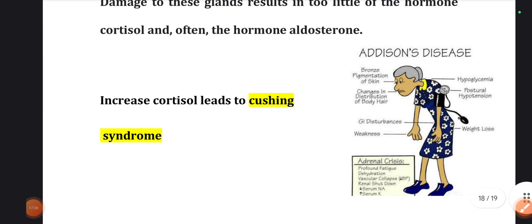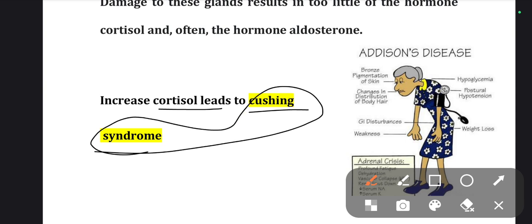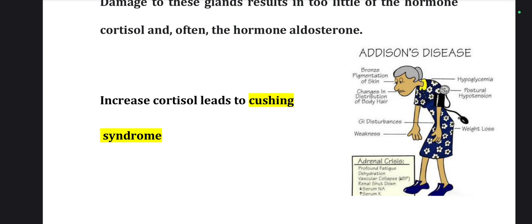So when there is an increase of cortisol, it leads to Cushing syndrome. Okay, so when there is a decrease in cortisol, it leads to Addison's disease. When there is an increase, it leads to Cushing syndrome.